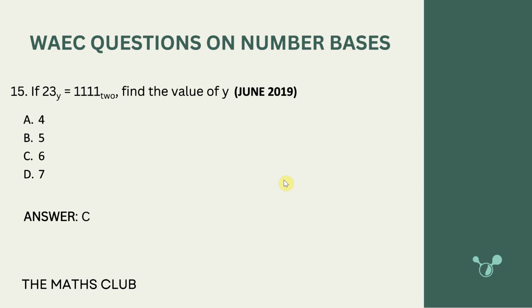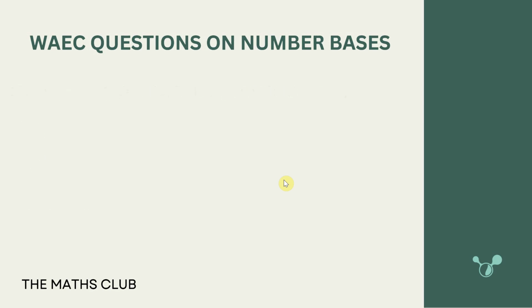Right, so if I'm moving too fast, you can always slow down the video. But that's it. Convert both of them to base 10 and then find the value of y. So that's from 2019. So let's go.